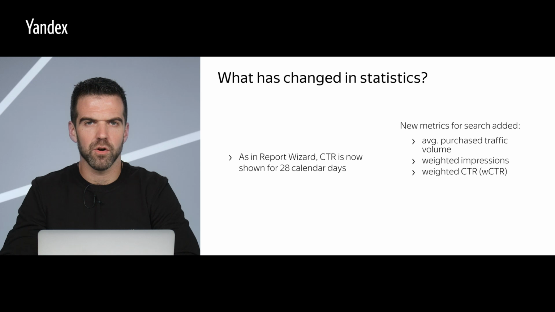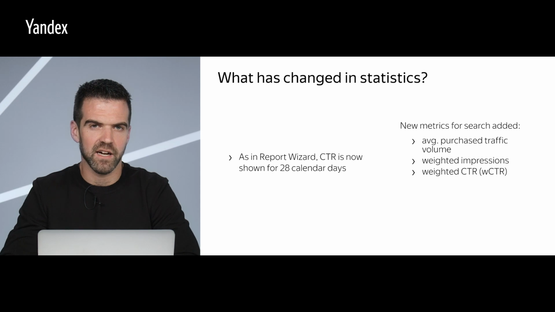You may have already noticed that Report Wizard opens by default when you go to your statistics. This is the most detailed interface for getting statistics. CTR, just like in Report Wizard, is now shown for 28 calendar days. Please note that this combines all statistics together. Nothing has changed inside. Now let's move on to the next indicators in our statistics.